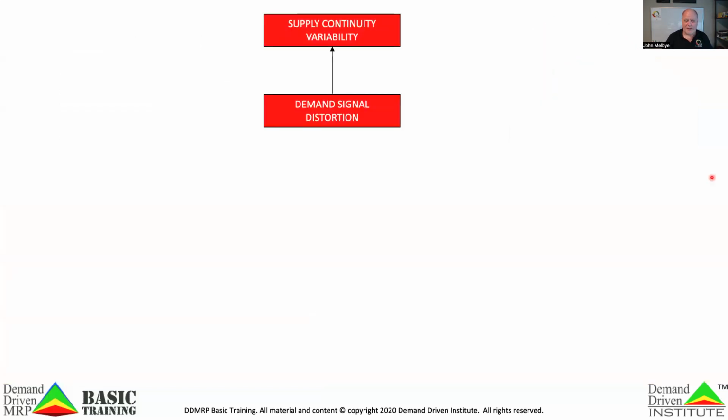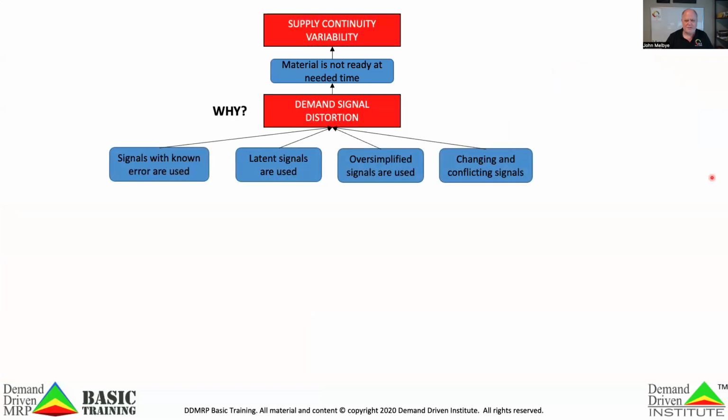So we have demand signal distortion and we have supply continuity variability. The result of that is the material's not ready at the needed time. Why do we have demand signal distortion? Well, we're using signals with known error. We're using latent signals. Often we talk in weekly numbers or even monthly numbers, but we produce in daily numbers. So we're not aligned on the way we talk about our requirements.